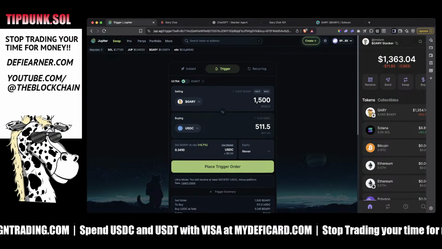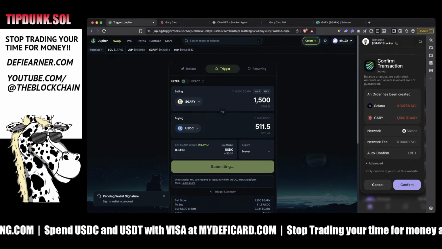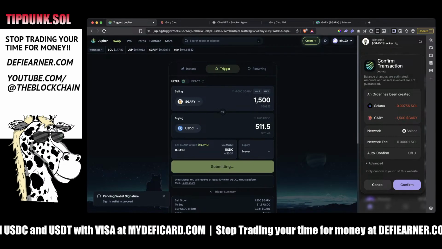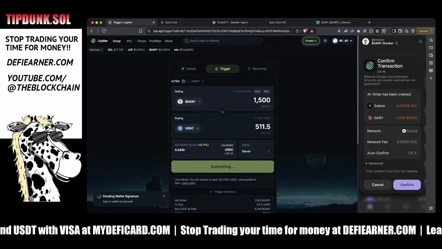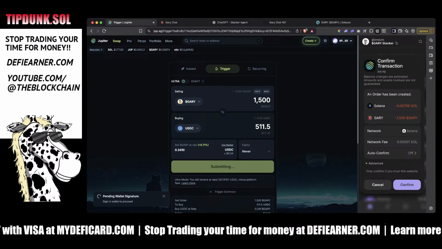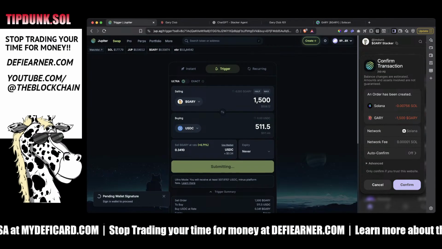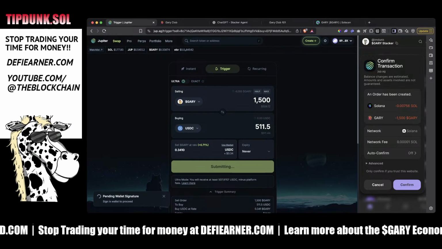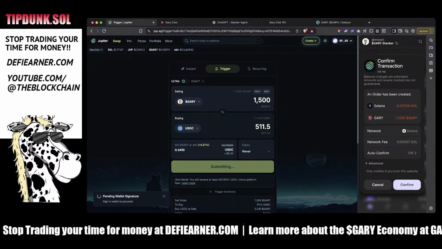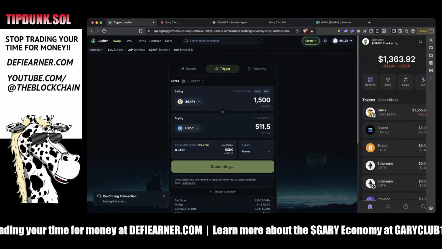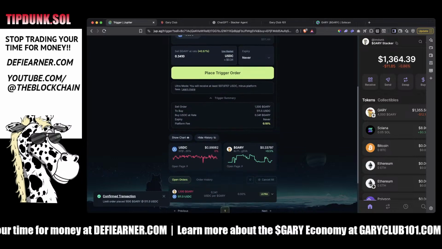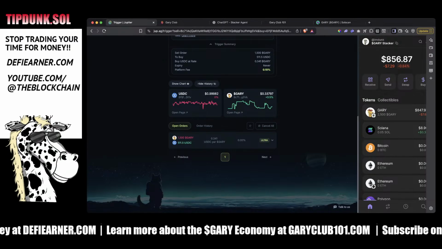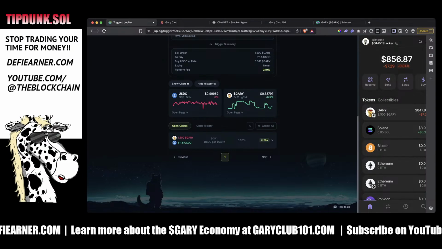So I'd hit trigger order, and you're gonna get this little pop-up. It's gonna take a little bit of Solana, and the purpose of the Solana is to actually be available to complete the trade, and you actually get most of this back once it's done. So I just hit confirm. Always double check jupe.ag, and just know it's your responsibility. Do your own research. Not giving you any advice, but I'm gonna hit confirm. There you go. So now I have my order confirmed, and if I scroll down here, I got an order right here. 1,500 Gary sold for $511.50 at a rate of 34.10.